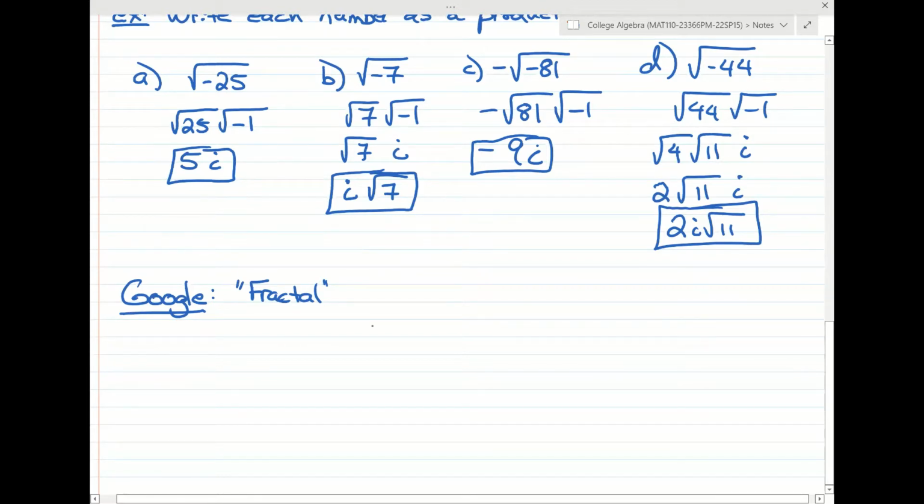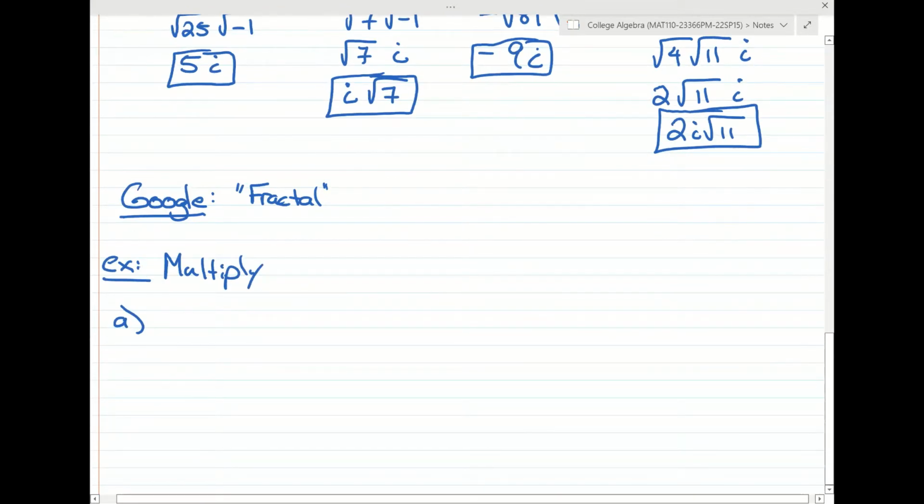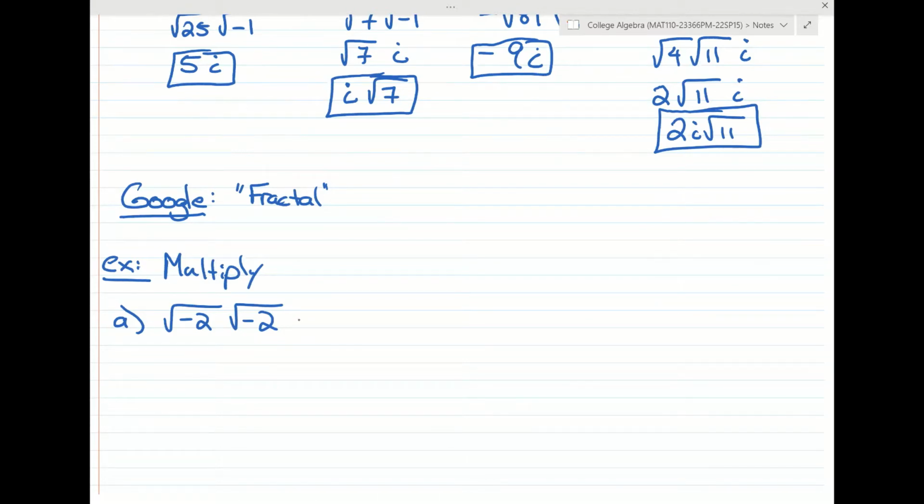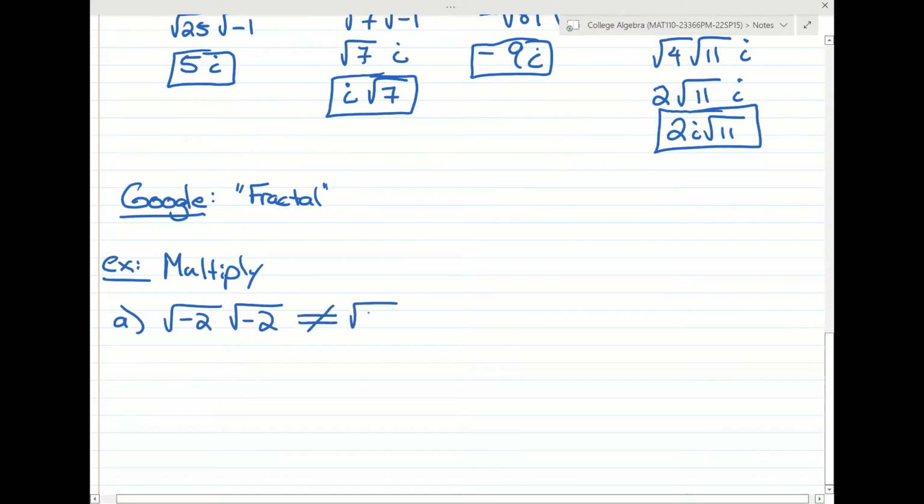All right. The next type of examples I wanted to do, I'll ask you just to multiply. Let's say if I was going to ask you to multiply the square root of -2 times the square root of -2. The answer isn't 4. This is not the square root of 4, which is not 2. That's totally wrong. Plus, you can't do this. If you type that into a calculator, you can't actually measure that. You can't measure this either.